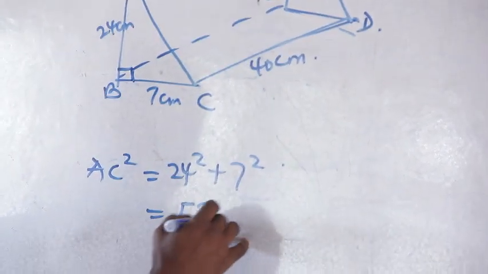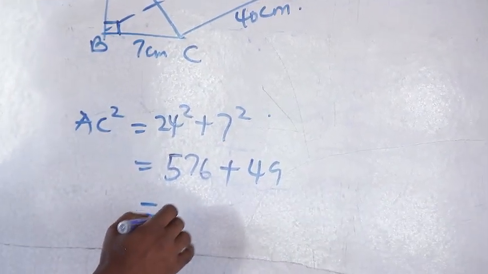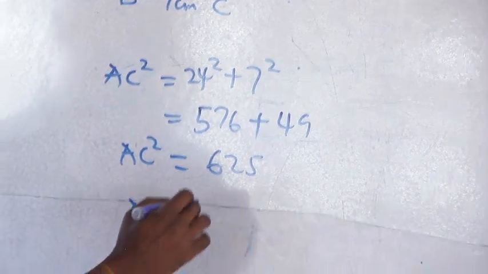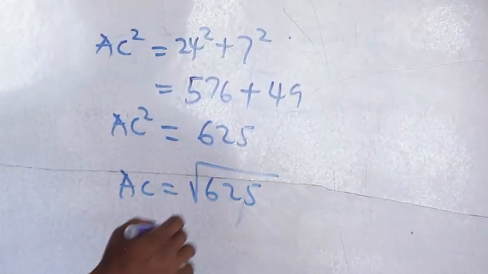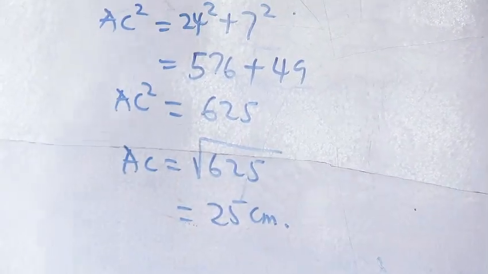576 plus what is 7 square, 49? Addition of the two is what? 625. That is AC square. Now AC is equal to the square root of 625, and that is what? 25 centimeters. That is AC.